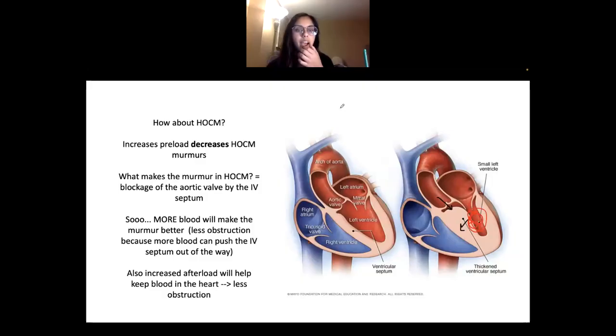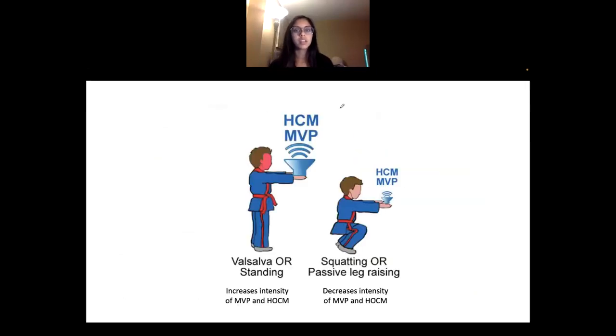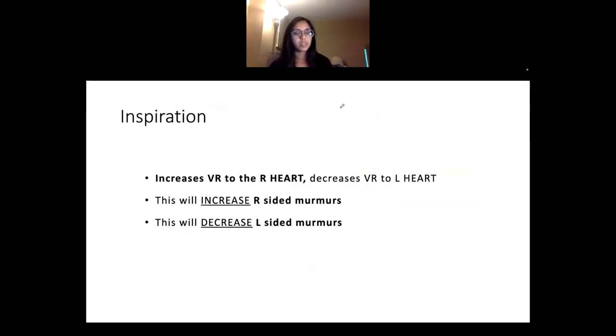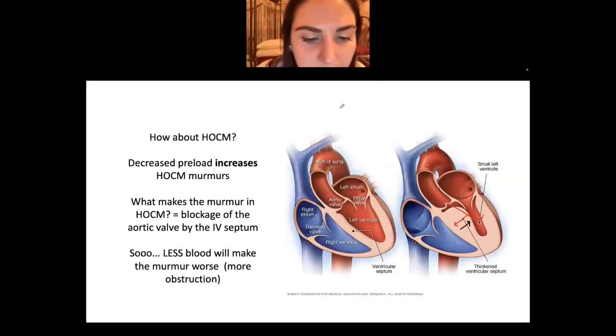Wait, why does MVP again follow the same thing? I think I have a slide on it. Let me see. Do I have a slide on it? Oh, maybe I don't have a slide on it.